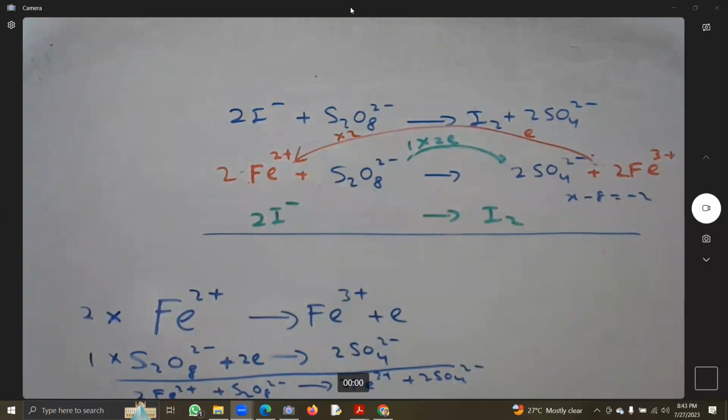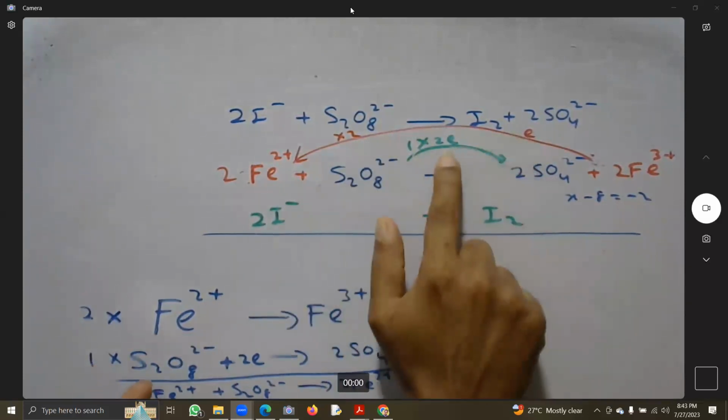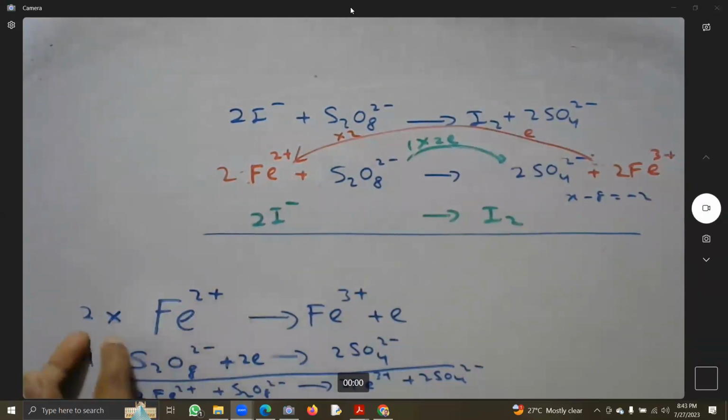So the times by 2 is my... Multiply by 2, because this one has a transfer of 1 electron, but this one has a transfer of 2 electrons, no? So I have to balance the electrons. We cross multiply. It's the same thing. Understood, sir.